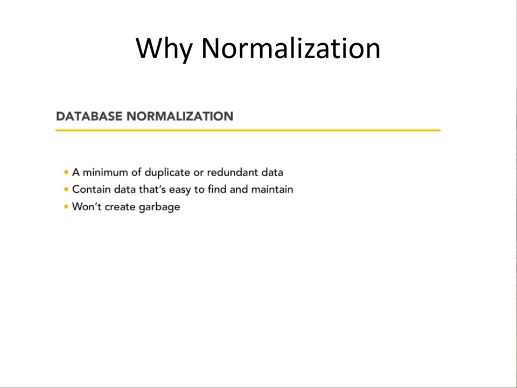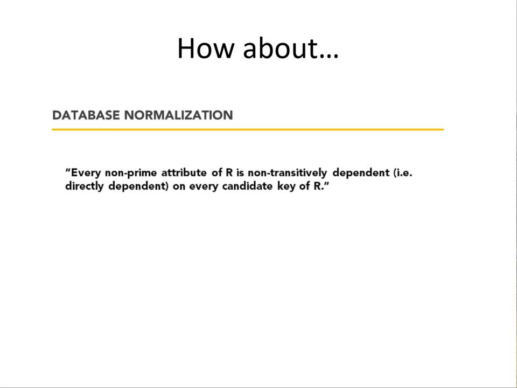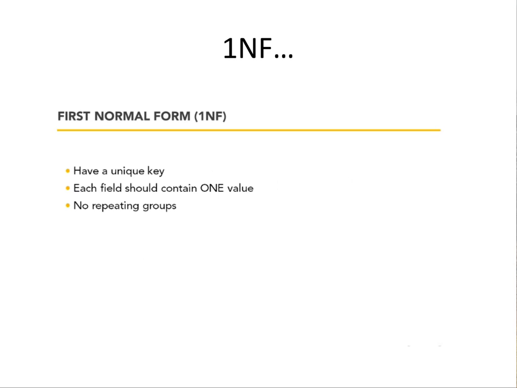Now, if you ask someone or if you search the web for a definition of normalization, you get something that looks like this: every non-prime attribute of R is non-transitively dependent, in other words, directly dependent on every candidate key of R. Which, while correct, probably doesn't make sense to most people unless they've been through some heavy theoretical database concepts or relational algebra concepts. So let's see if we can make normalization a little bit more human understandable.